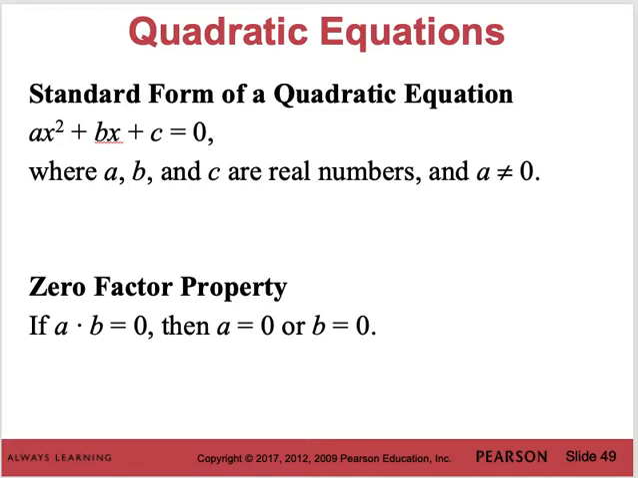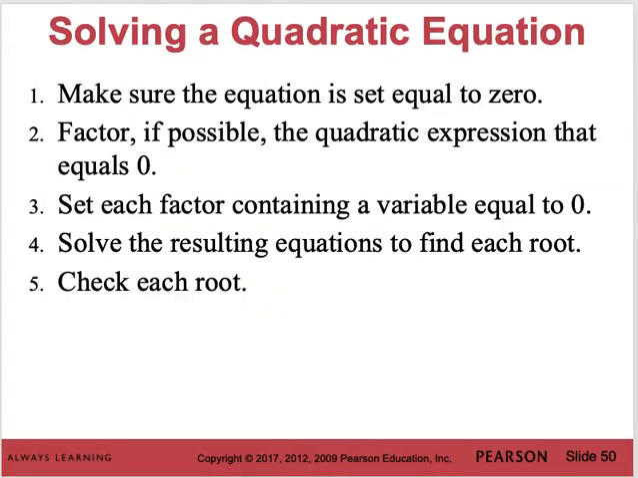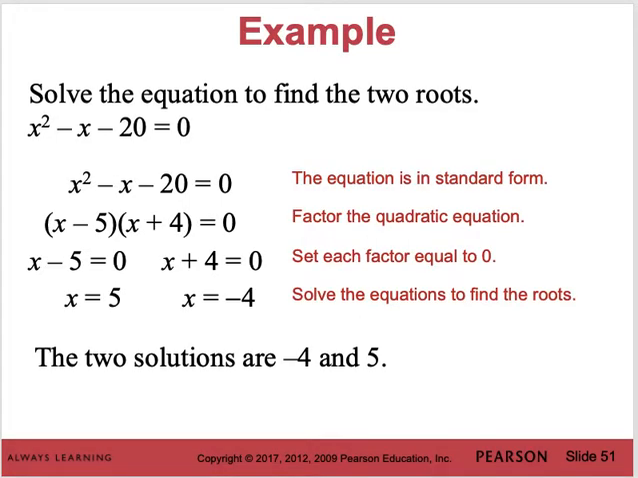Just some factor properties. If you're multiplying two numbers and you get an answer of 0, then one of those numbers has to be equal to 0. You learned that in first grade. Okay, so solving a quadratic equation. Make sure the equation is set equal to 0. Factor, if possible, the quadratic expression that equals 0. Set each factor containing a variable equal to 0. Solve the resulting equations to find each root and check each root. So let's use those steps and practice.